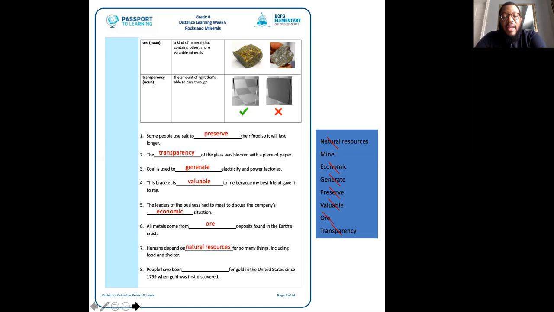And last but not least, number eight, people have been blank for gold in the United States since 1799 when gold was first discovered. So the one word we have left is mine, which means to dig coal or other minerals out of the ground, right? So it definitely makes sense here, but we have to do something special here. We have to change it from mine to mining to show that it's present tense. People have been mining for gold in the United States, okay? So that's the only thing we have to change for the last one.